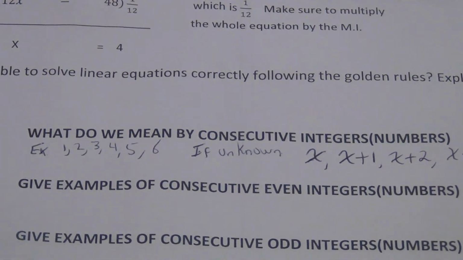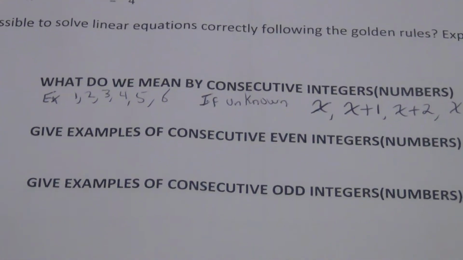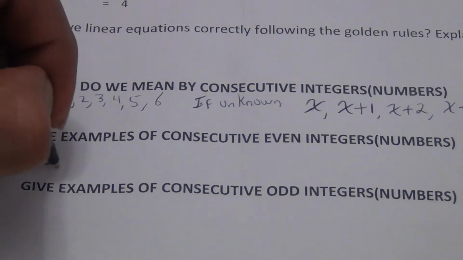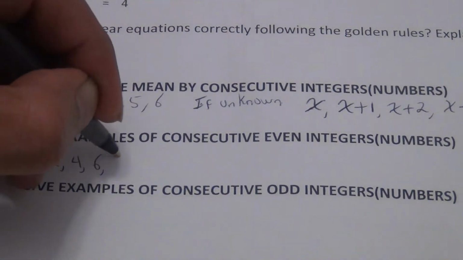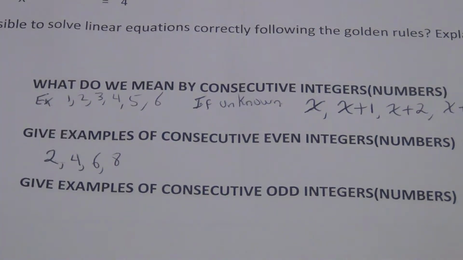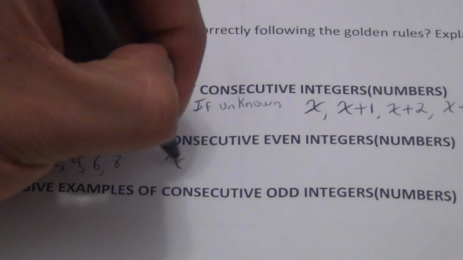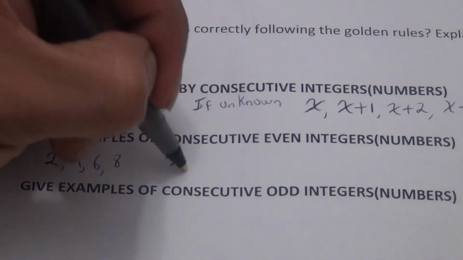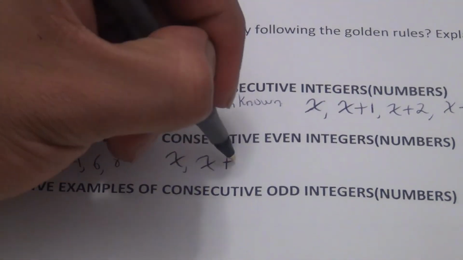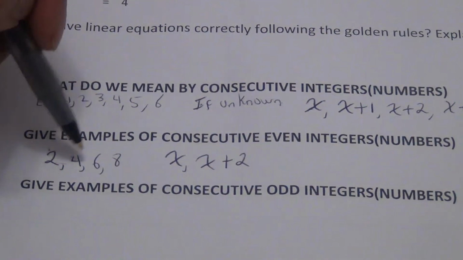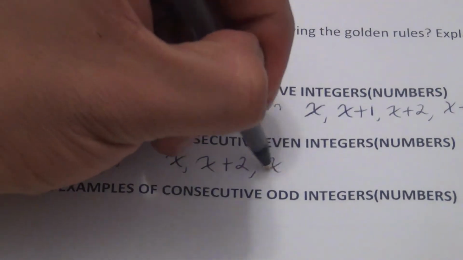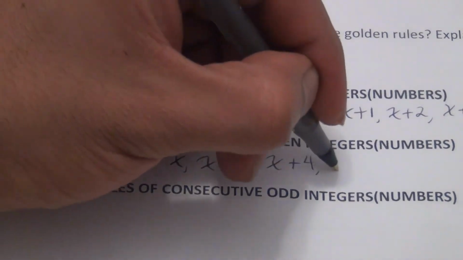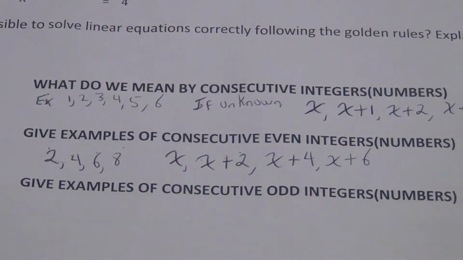Okay then. Now, how about consecutive even numbers? Well, what are even numbers? Numbers that are divisible by 2, right? But if you don't know, when just representing the number, let's say the first number is always going to be x. The second one, well, what is the gap between the numbers? They go by 2s, right? So then the next number is x plus 2. The next one is going to be x plus 4, x plus 6, and so on and so forth.